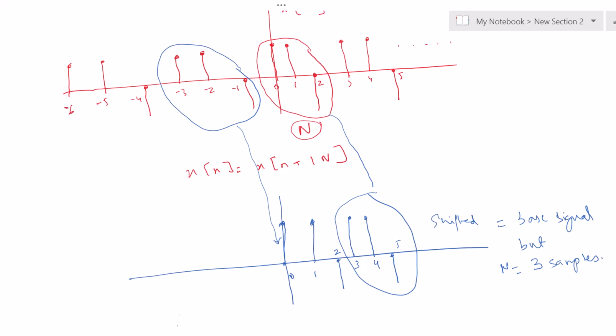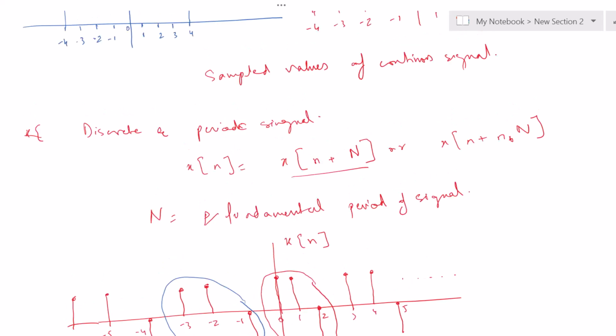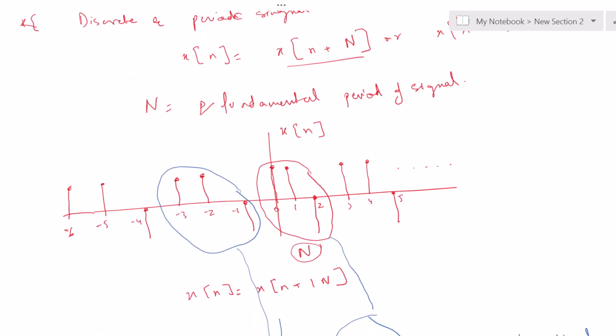So I hope you understand what a continuous signal is and what a discrete signal is, and what periodic signals are in continuous time and discrete time signals.